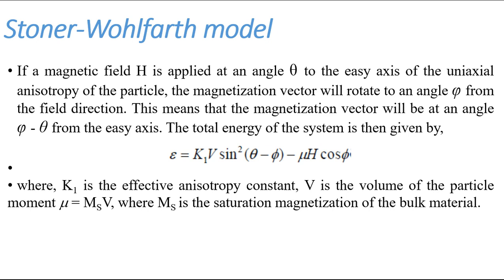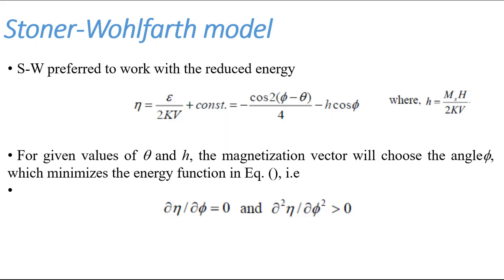The second term gives the information about the interaction of the magnetic moment with the applied field H. Here V is the volume of the particle and mu is the magnetic moment. Ms is the saturation magnetization of the bulk material. The SW model prefers to work with the reduced energy, which is shown in the above equation, in which h is equal to Ms H over 2K V, which is also the reduced field.